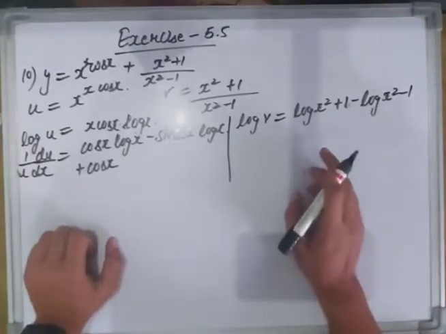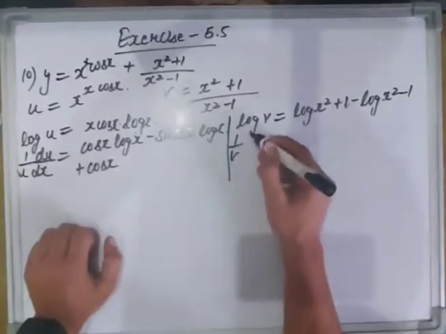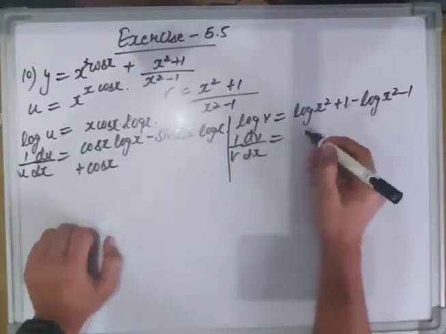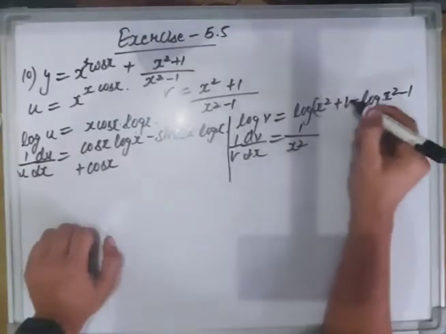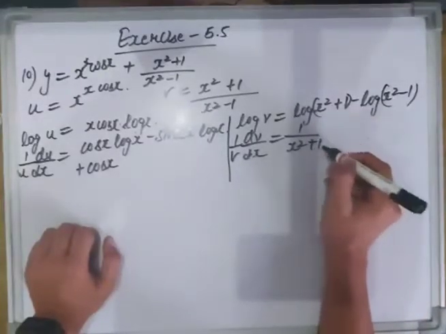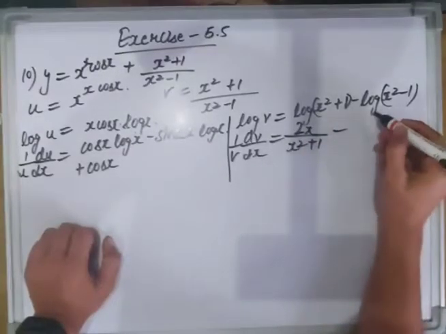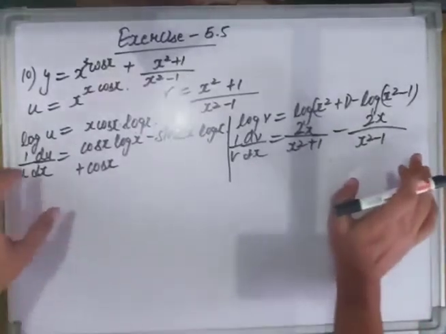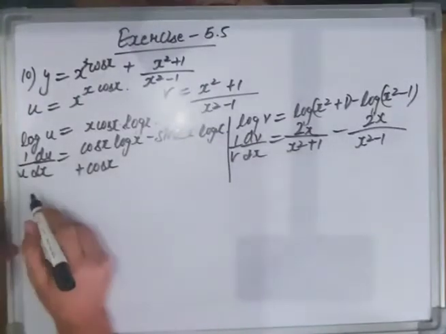Okay, now next comes this log v differentiation. Log v differentiation is 1 by v dv upon dx. Log of x square plus 1 minus log of x square minus 1. Log of x square plus 1 differentiation is 1 upon x square plus 1, and x square differentiation is 2x, minus 2x upon x square minus 1. Okay, now we need to simplify these two functions.